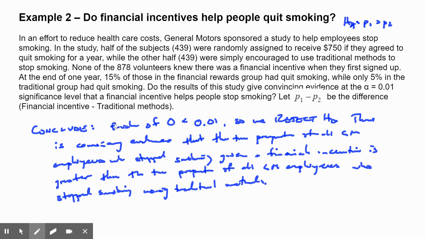There you go. So to conclude, your p-value of 0 is less than 0.01, so we reject the null. There is convincing evidence that the true proportion of all GM employees who stop smoking, given a financial incentive, is greater than the true proportion of all GM employees who stop smoking using traditional methods. And there we go. Okay, so according to this sample and this experiment or significance test, the financial incentive did actually help.